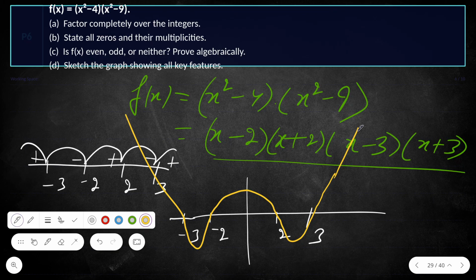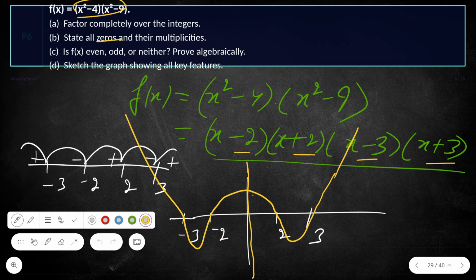So now the task is to find all the zeros in this case. The zeros we can see are 2, −2, 3 and −3. So there are 4 zeros, and we have to check further whether f(x) is even or odd. Even by the symmetry of the graph, can we see that this is an even function? This is symmetrical about the y-axis.